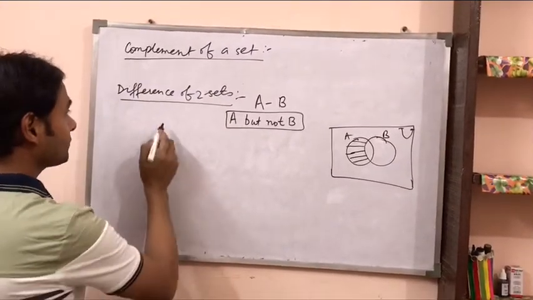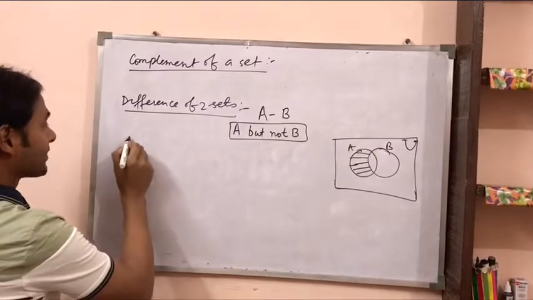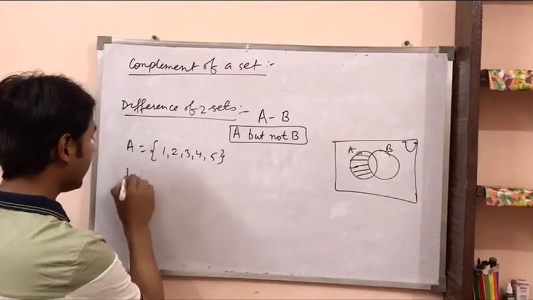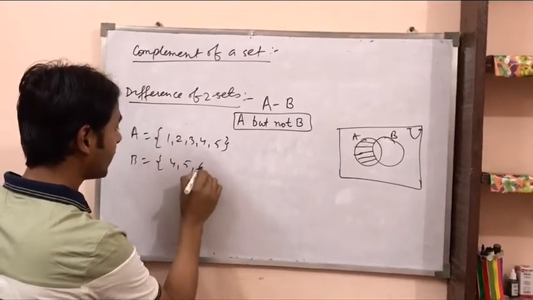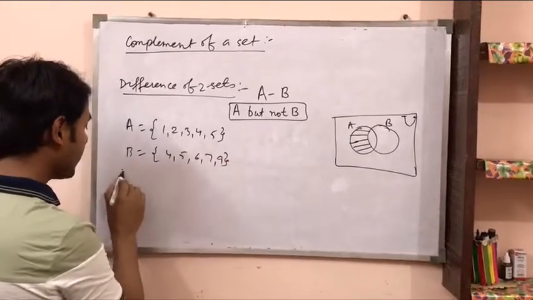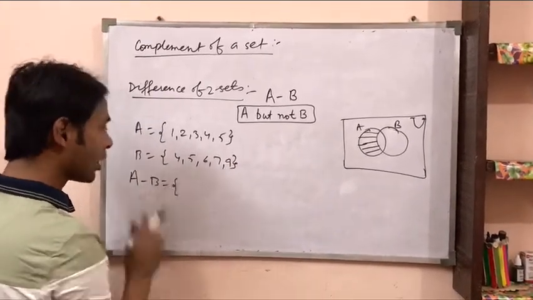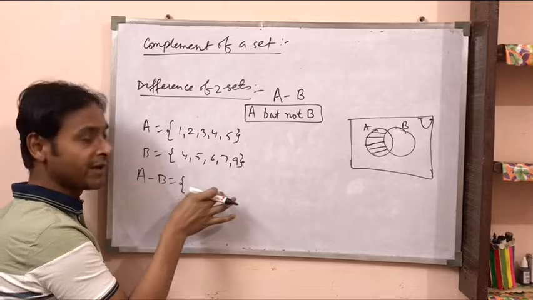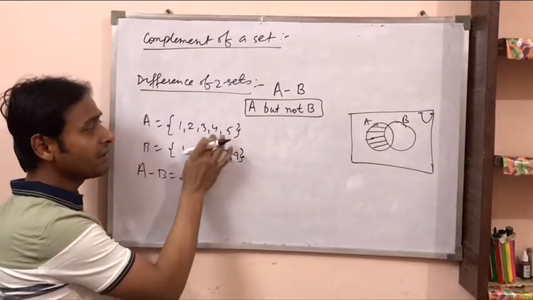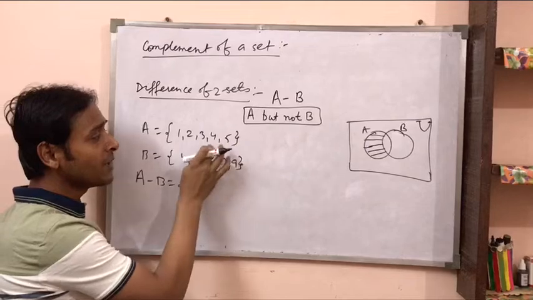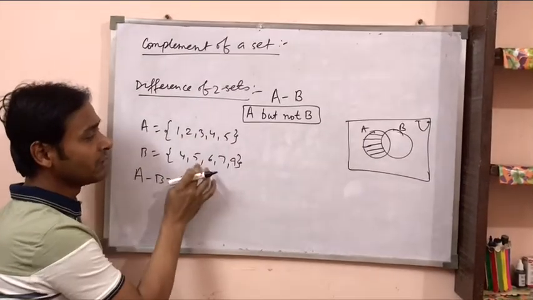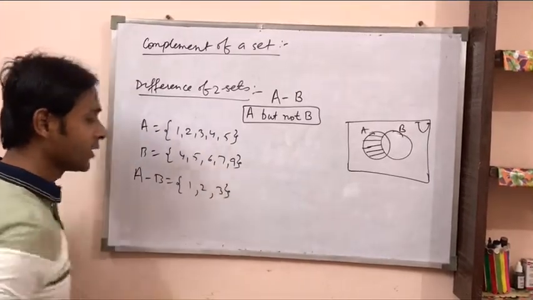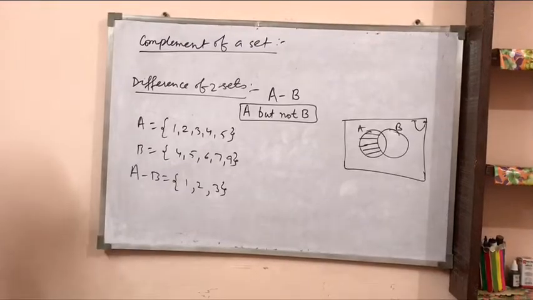So what we can say? By example, suppose set A is 1, 2, 3, 4, 5 and the set B is 4, 5, 6, 7, 9. Then A minus B is what? A but not B. B का एक भी एलिमेंट, not a single element, will come in A minus B. So 4, 5, 6, 7, 9. 4, 5 inside A as well. So we will remove these two elements, only A, that is 1, 2, 3. 4, 5 है वो इसमें भी है. 1, 2, 3 इसमें नहीं है. That means A minus B will be 1, 2, 3. This is the set A minus B.